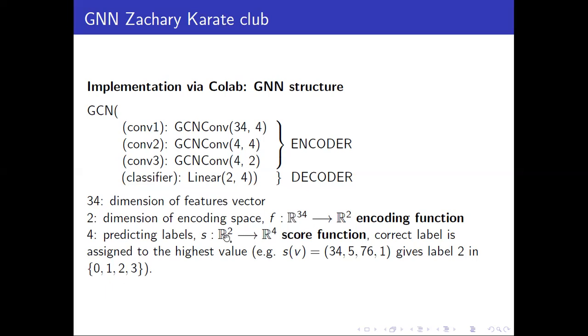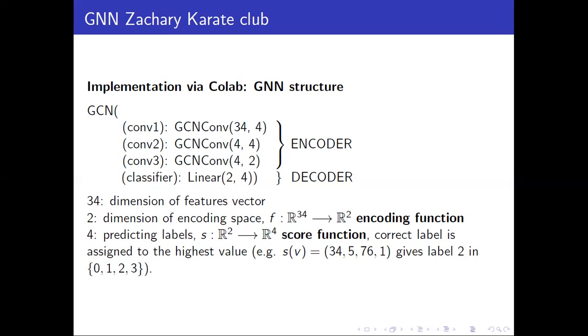Now, see the encoding: you start from R34 and you squeeze it into R2. And then you have to predict the labels. Here you have 4 labels, so you go from R2 to R4. If you had 6 labels, R2 to R6. Notice it is always a linear map. So the encoder encodes the information of the nodes into a point in R2, and then a linear map expands it to R4.